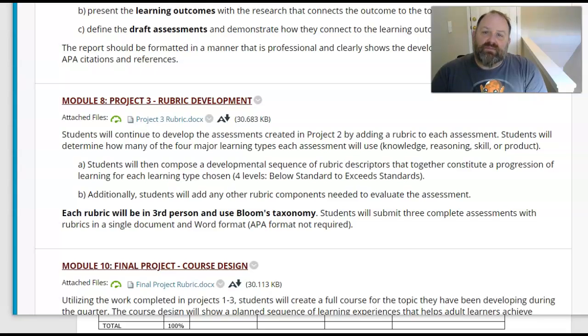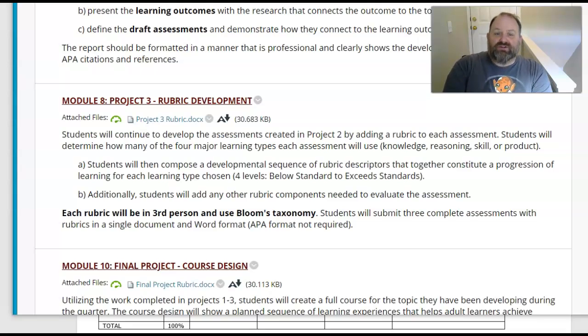This class is designed to be practical. You're actually developing a course here, and you're doing it in stages by first developing outcomes, then assessments, then rubrics, and then finally putting it all together for the final course design. So when you do these assignments, I would expect to see practical examples.